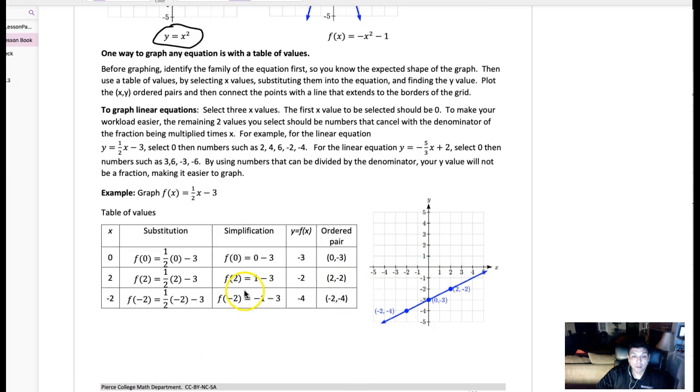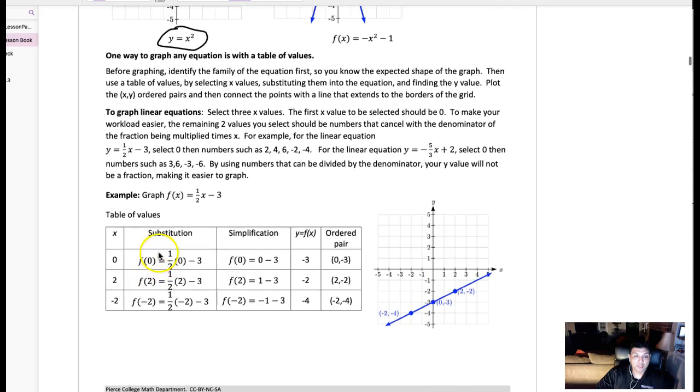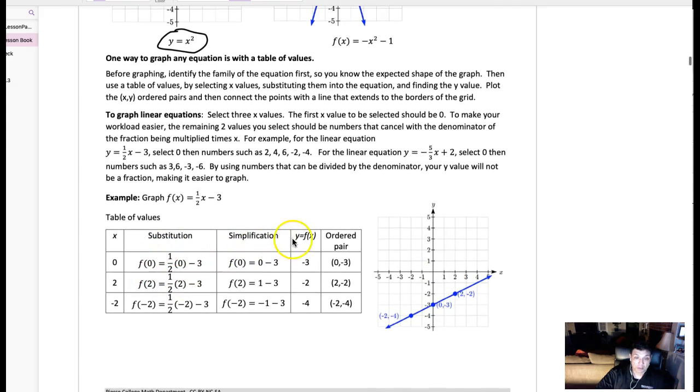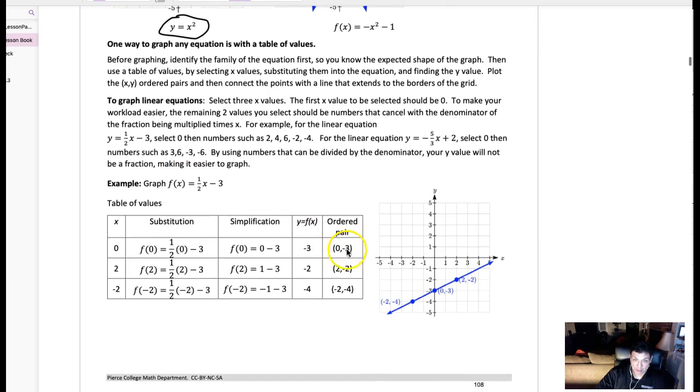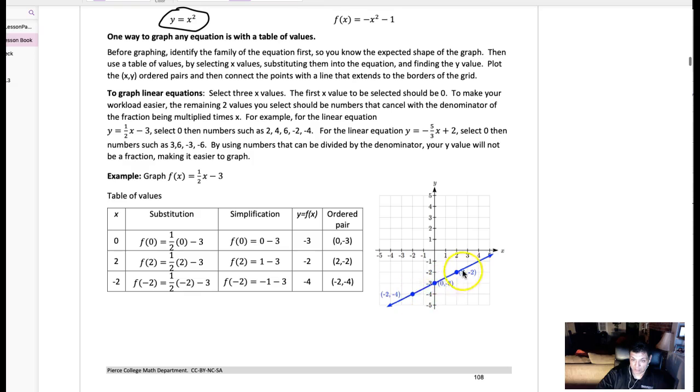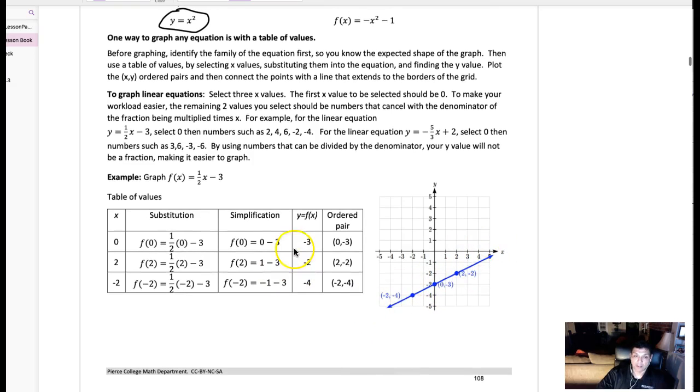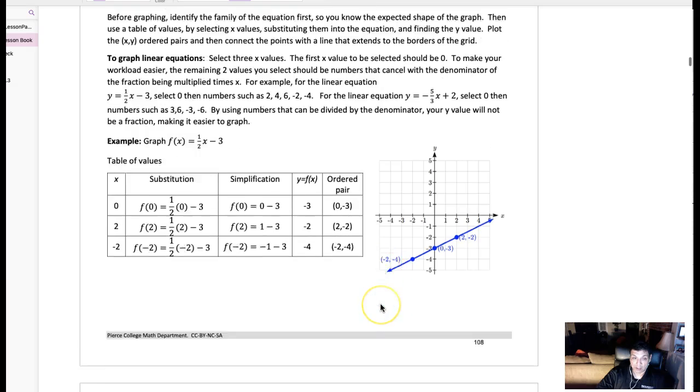As you substitute the values into the equation, you get an output, which is your y value, or the value for the function. You end up making an ordered pair, and that ordered pair is what you plot. When you plot those points, you end up with the pattern of the equation. This is a linear equation, so you end up with a line. That's what it would look like there.